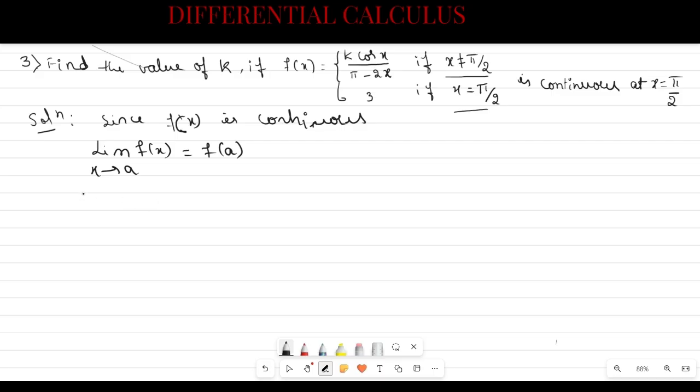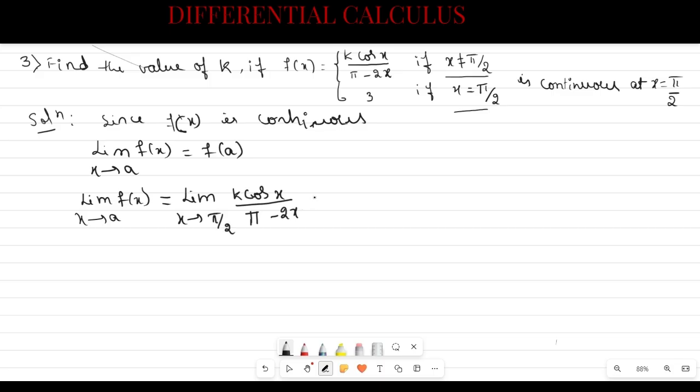So let us discuss. First, you have to find out the limit of f of x as x tends to a. The limit of f of x as x tends to a is equal to the limit of, whichever function you have wherever there is a not equal symbol, that corresponding function you must consider here. K into cos x by pi minus 2x as x tends to a, meaning pi by 2.